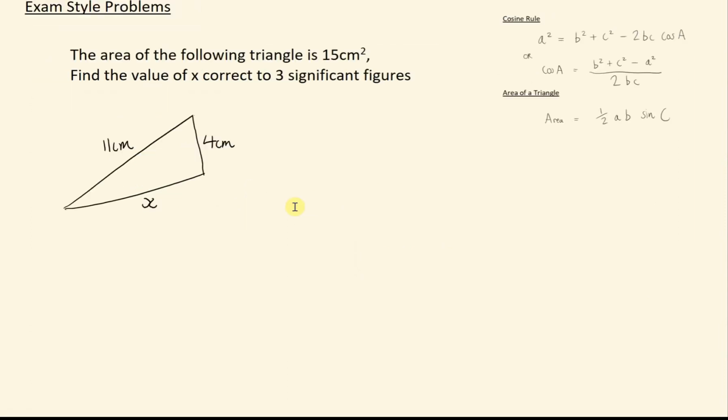Okay, I'll just do one more example. I'm just going to use the area of a triangle here. So here we are told the area of the triangle, we're told it's 15 centimeters squared. We need to use that to work out the value of x. So here we're going to use both these rules.